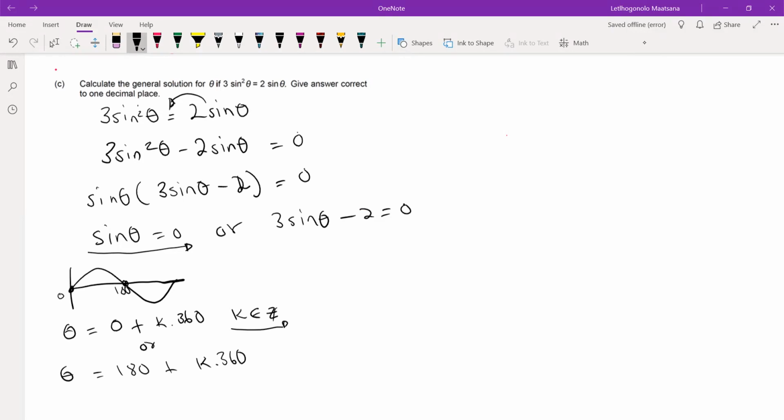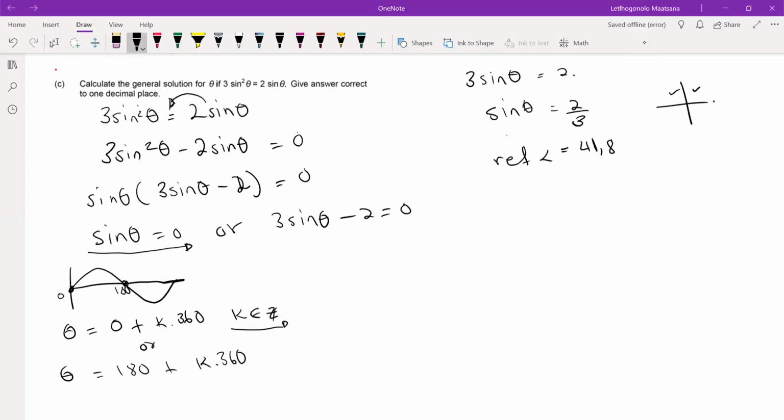Now for the 3 sine theta minus 2, we would have 3 sine theta is equal to 2. Divide both sides by 3. We get that sine theta is equal to 2 over 3. We would then look for a reference angle that is equal to 41.8. We look at our Cartesian plane and look at which quadrant is sine positive. Sine is positive in the first and the second quadrant.